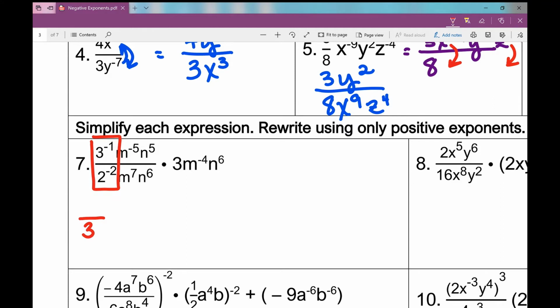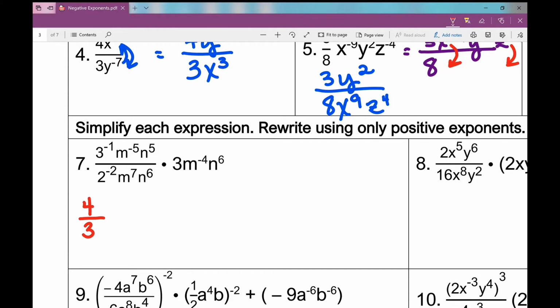2 to the negative second power, what happens with that? Well, 2 squared is 4, but it's down below here, and that exponent is negative, so I'm going to move it up top and make it positive. Okay, so now let's look at our variables. We addressed our numbers first. Now let's look at our variables.